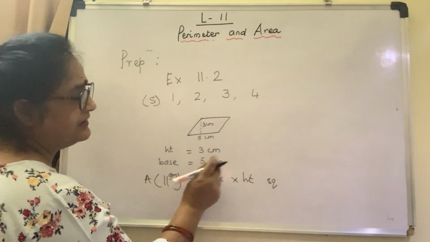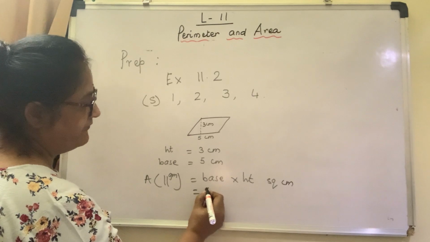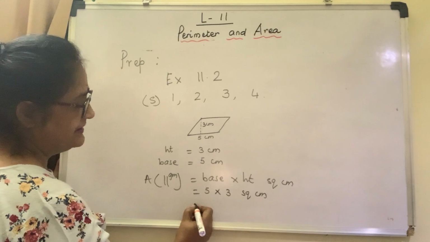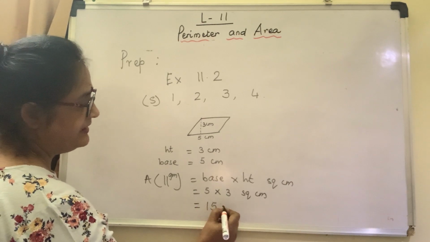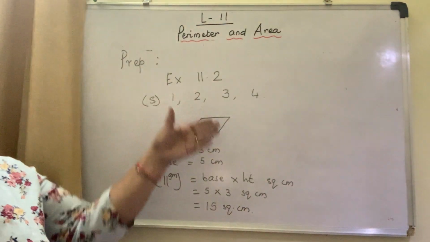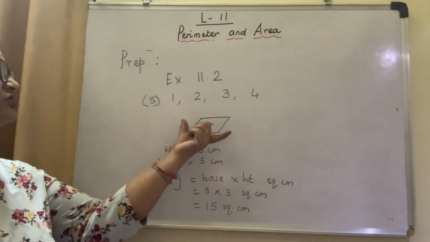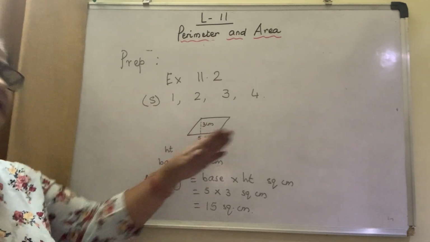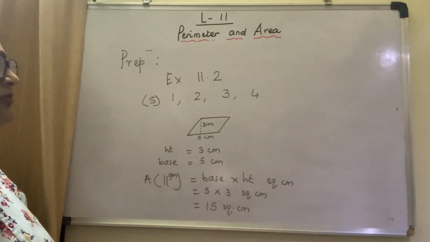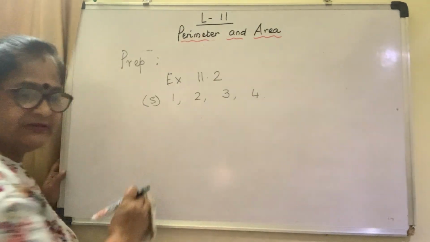What is the unit given here? Centimeter. So square centimeter. Base is what? 5 multiplied by 3 square centimeter is equal to 15 square centimeter. This is the presentation how you are going to do sum number 1 and 2. For the triangle also, draw the figure, write down the height, base, write the formula and then get the answer. For sum number 3 and 4, one of them is given.